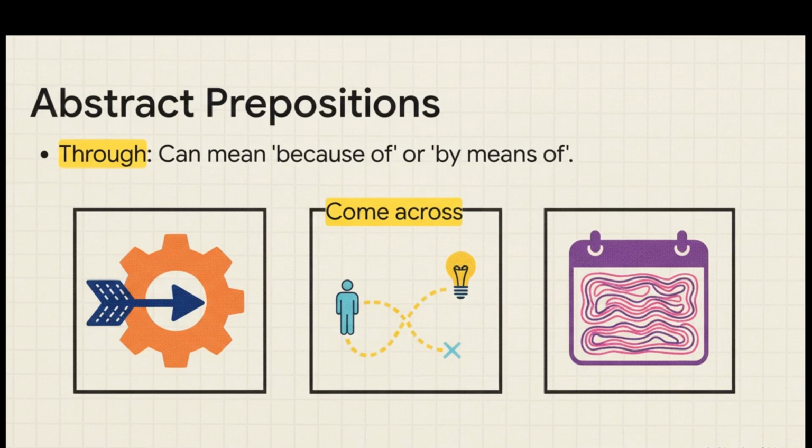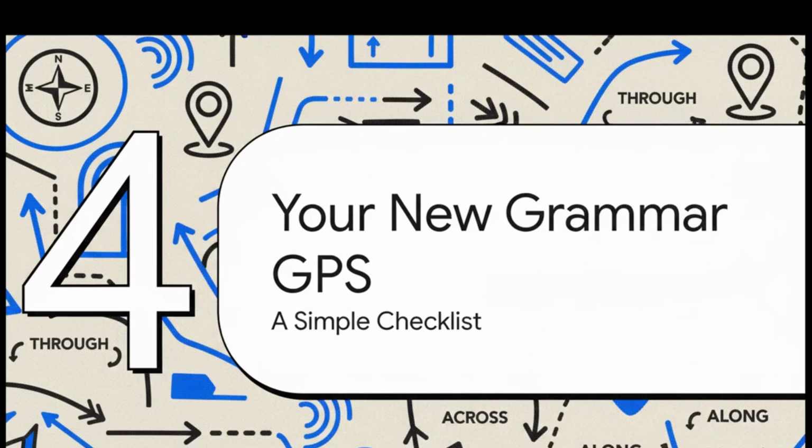And this idea just pops up everywhere. So through can mean because of or by means of. The phrase come across something, that paints a picture of your path literally crossing the path of something else by chance. And even a word like throughout takes that idea of being inside a space and just stretches it to mean something happened continuously during an entire period of time.